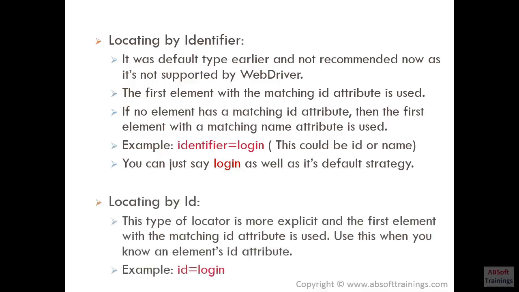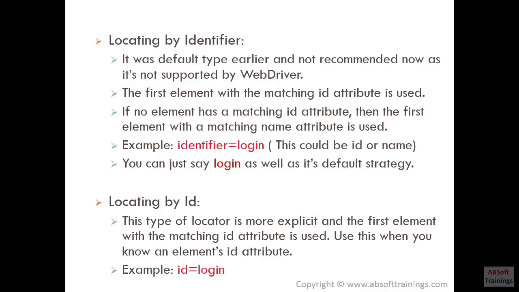The next one is locating by ID, which is very important, and you can use this in most of the cases. This is a very specific type, and here we are saying especially look for ID. ID equal to login, ID equal to username. Here we are specifically saying we want to look for ID only. Let's look into these two and how they work in the real world.